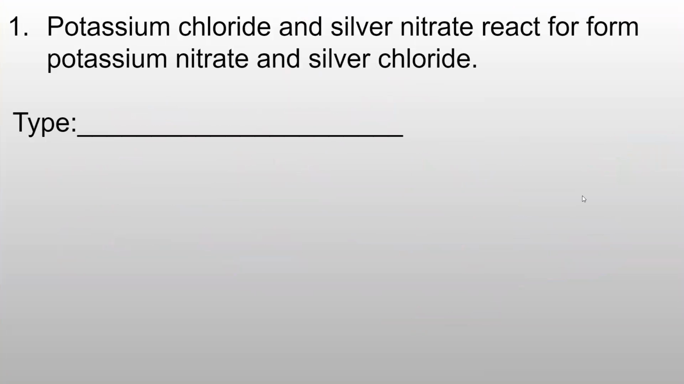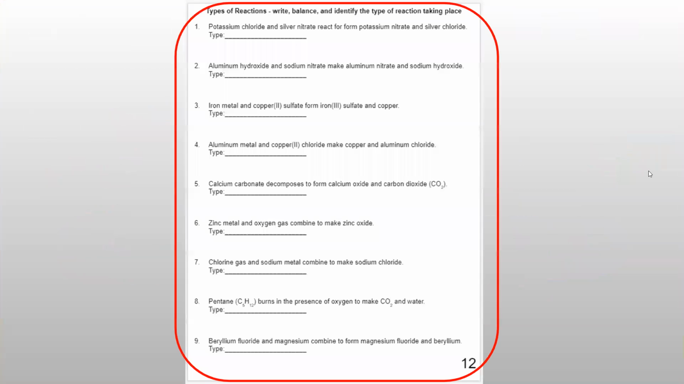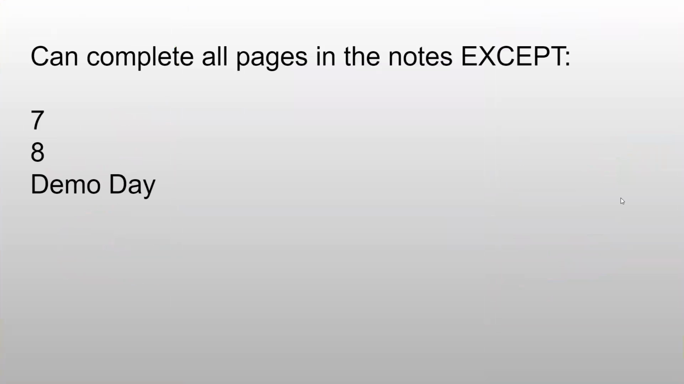So you are going to go through to number 9 on page 12. You can do the entirety of page 12. For each of these, same process. You're going to write, balance, and identify the type of reaction. You can just write the type in the space right here. You should be able to finish page 12 today.